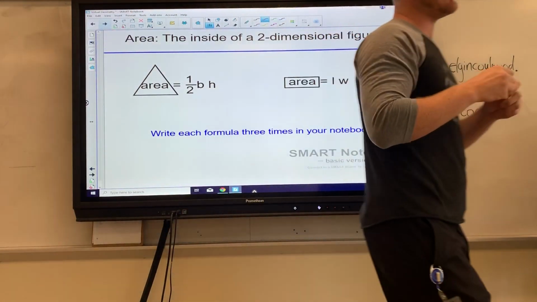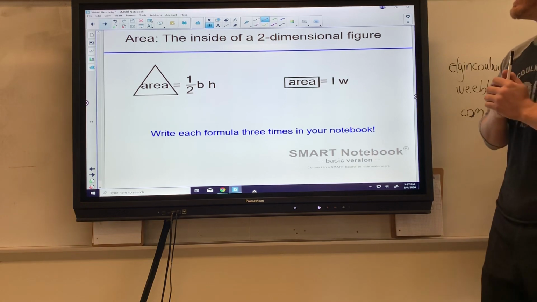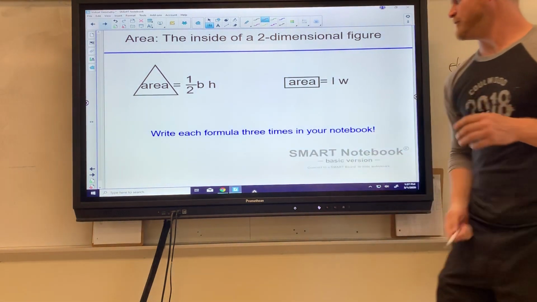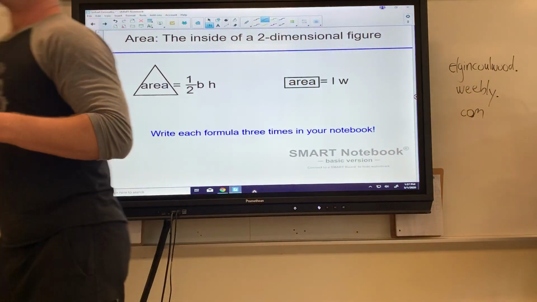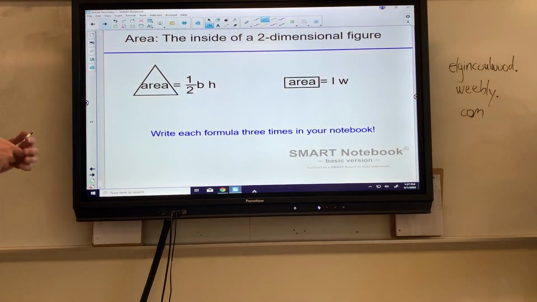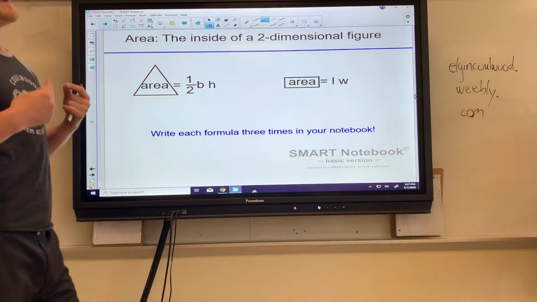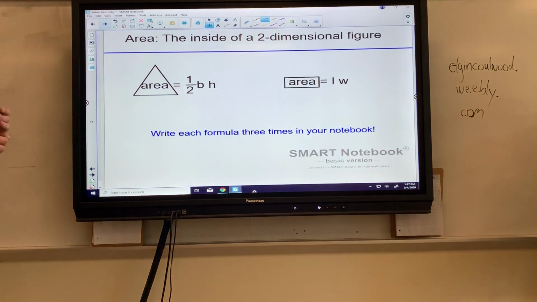All right, today we're going to be dealing with the area like we kind of talked about already. It says write each formula 3 times in your notebook. It helps with muscle memory. These formulas are not going to be given to you on the EOG, so you must remember them. It has to be second nature to you.